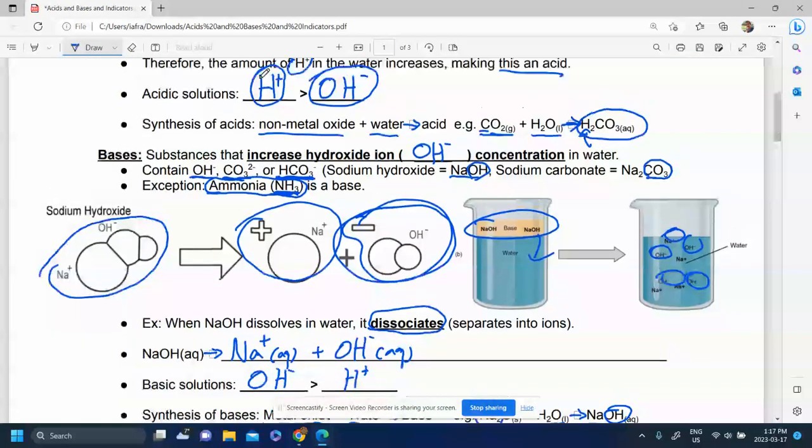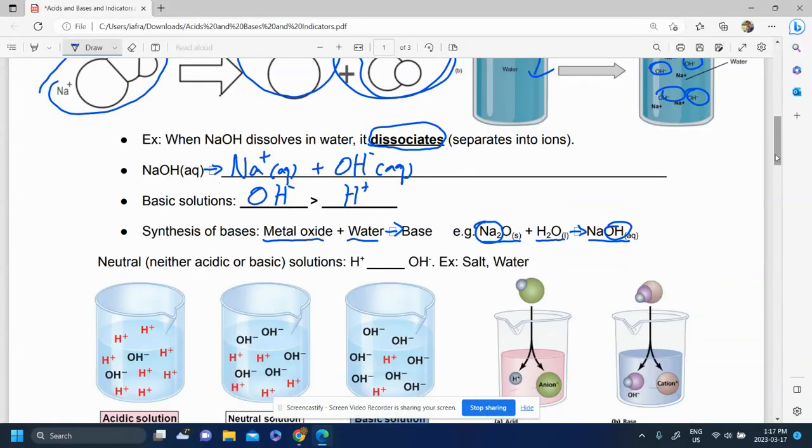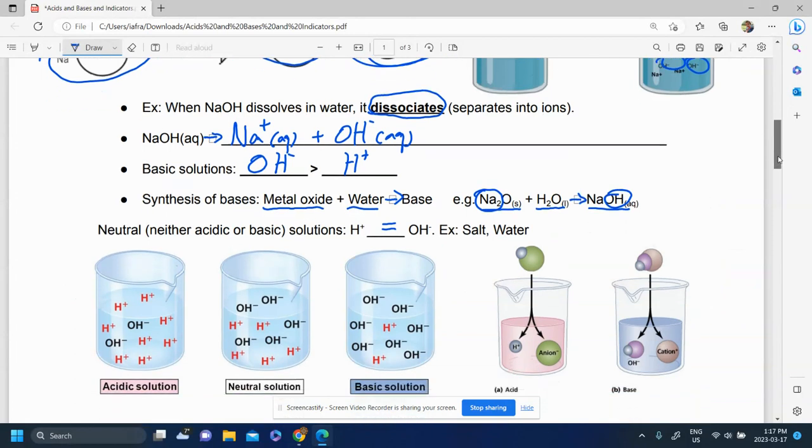Now, you can have solutions that are neither acidic nor basic, and you can probably already guess how the concentrations of H plus and OH minus compare in those. So in acidic, H plus wins. In basic, OH minus wins. But in neutral, H plus and OH minus are actually equal to each other. So salts are usually neutral.